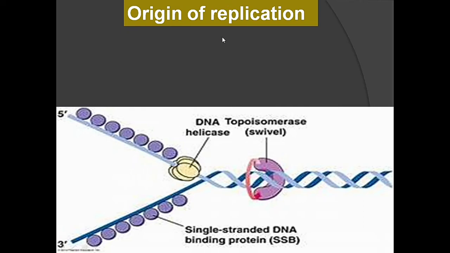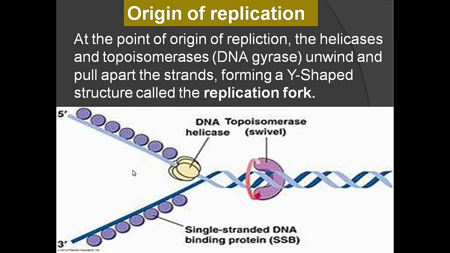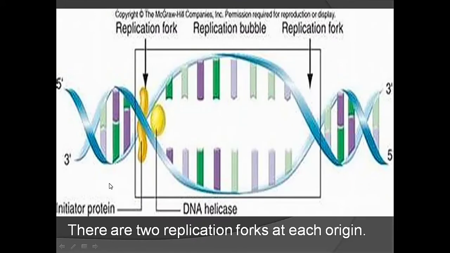Here there is the origin of replication. What is the origin of replication? At this point of origin of replication, the helicases and topoisomerases separate the DNA strands. This is the origin of replication. Here the two enzymes separate the DNA strands and form a Y-like opening. This is called a replication fork.